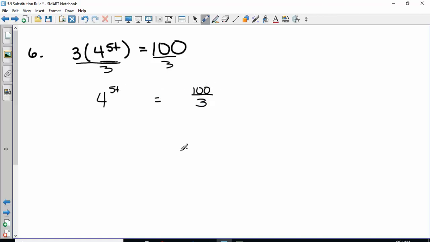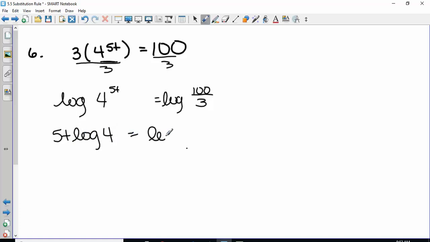Yeah, you could give me the decimal. I prefer not to round. If you made a mistake, please fix it as we work through these. So then, what do we need to do? Add a log. If you cannot get the same base, you add your log to each side. The reason we like logs is because that exponent comes down. So we have 5t log of 4 equals the log of 100 over 3.